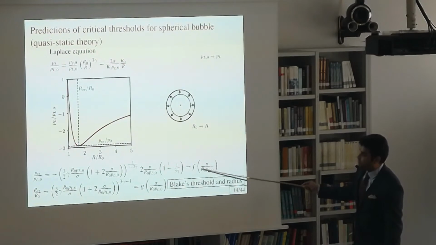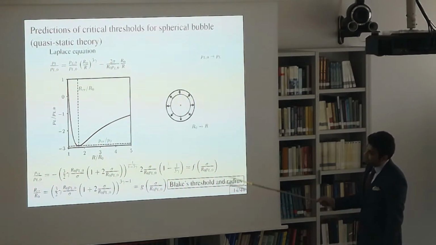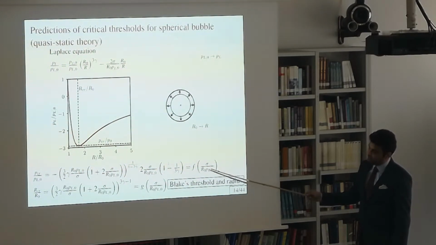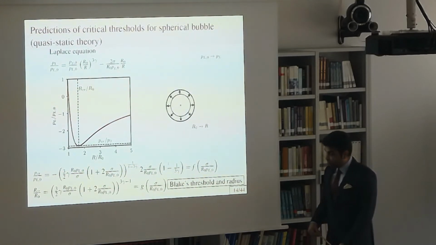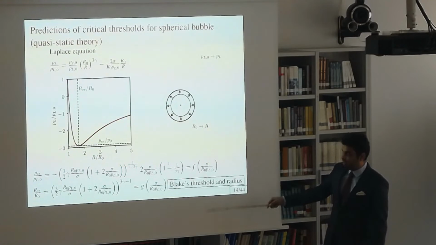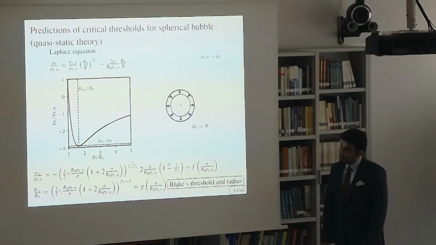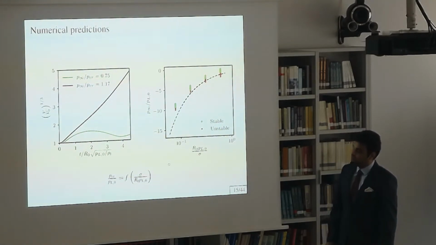turns out to be a function of only one non-dimensional parameter, that is a function of the surface tension, the bubble size, and the equilibrium pressure. This is well known in literature and it's famously known as Blake's threshold, and the corresponding size is known as Blake's radius. We start by predicting Blake's threshold numerically with the DNS.